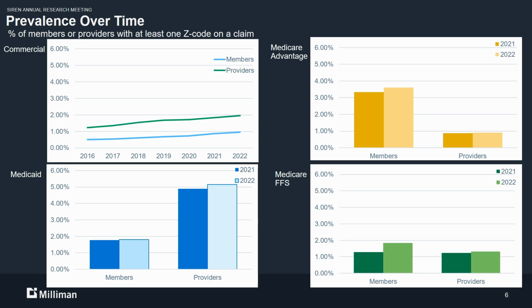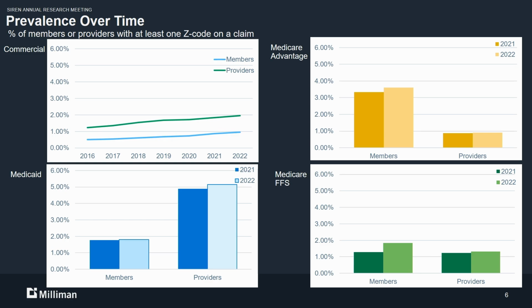So the first thing we did is look at prevalence over time. All of the charts that you'll see in the following slides follow the same format: commercial, Medicaid, Medicare Advantage, and Medicare fee-for-service. Medicare Advantage and Medicare fee-for-service got split out in part because they have different incentives. Medicare Advantage is driven by private health insurance, and Medicare fee-for-service is federally provided.